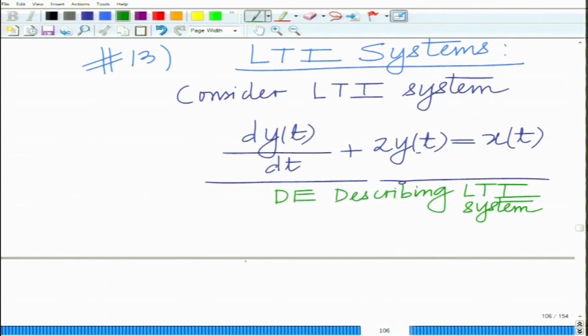Okay. And what we want to do is find the output to a given input. So, x(t) is the input for this LTI system, and y(t) is the output for this LTI system. It is described by this constant coefficient differential equation, and we have to find the expression for the output for a given input signal. So, that is what we want to do.